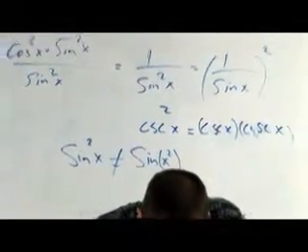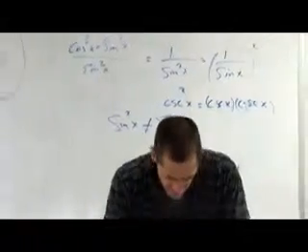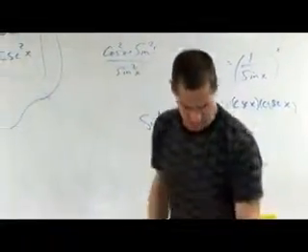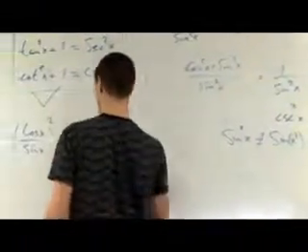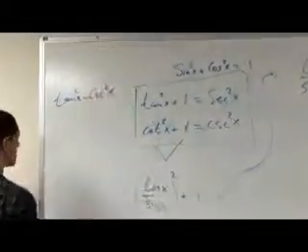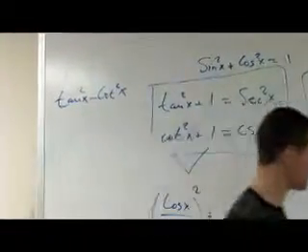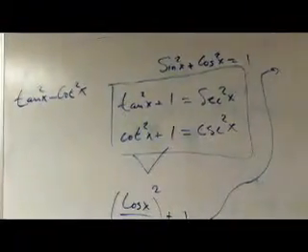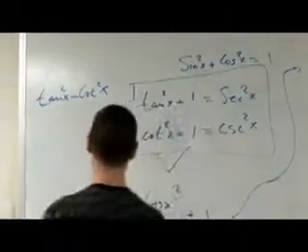I probably have time for one more. Let's see what tangent squared minus cotangent squared is. And so this is what we're going to look at. Tangent squared x minus cotangent squared x. So they want us to simplify that. And right away, we could do something like this, but what the heck. We'll start from scratch.